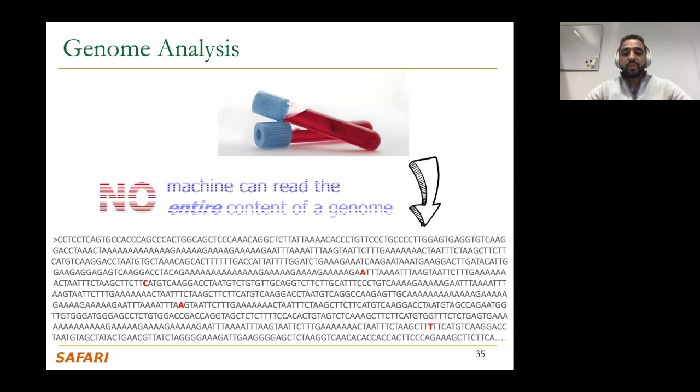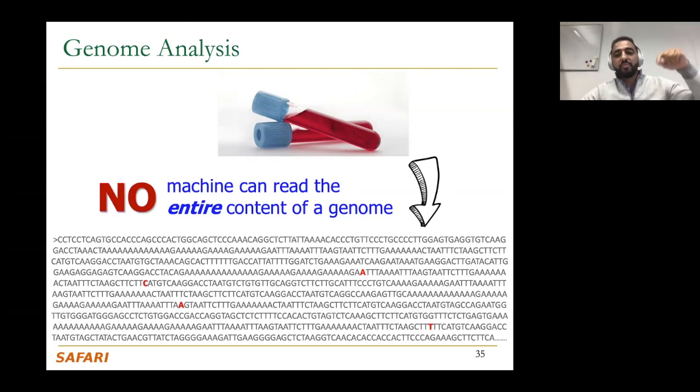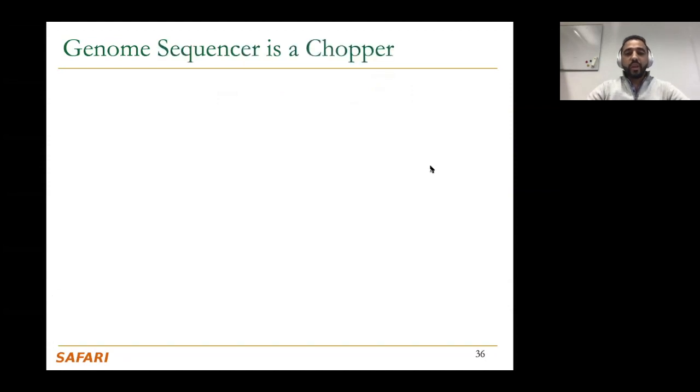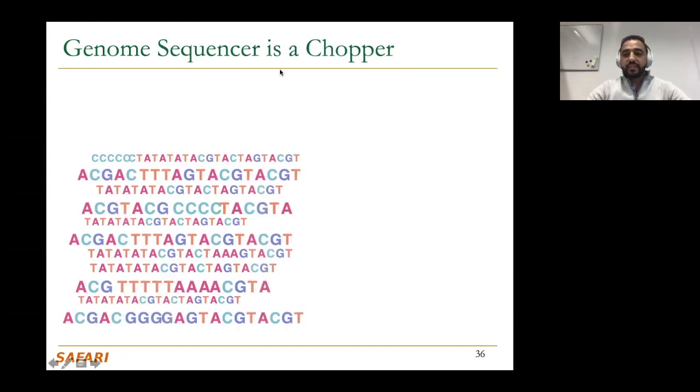But actually, we don't have any machine that can read the entire content of a genome. So don't expect that they put the blood sample in a machine and the machine will output just a very long string of your DNA of these characters ACGT. We don't have such a machine. What we have is subsequences of your DNA. We have machines that are very advanced, very costly, but they can give you subsequences of your DNA.